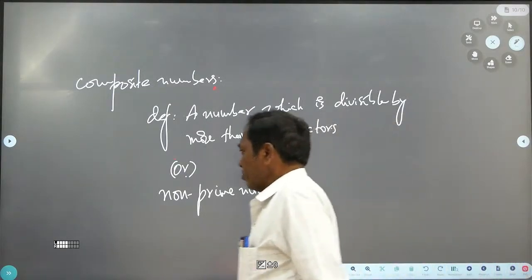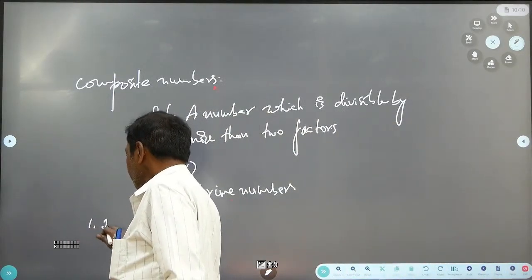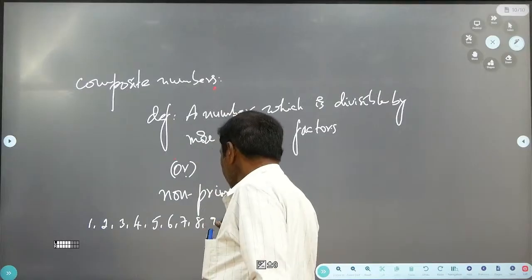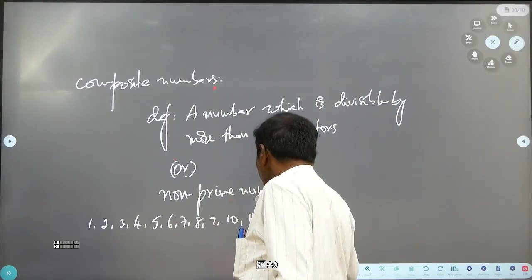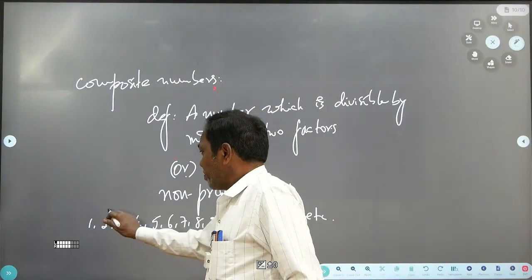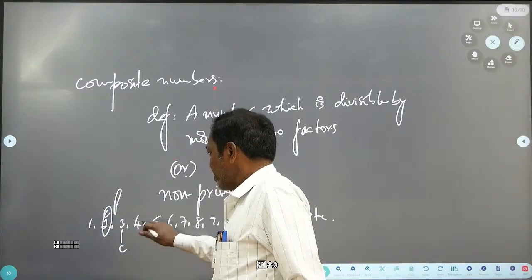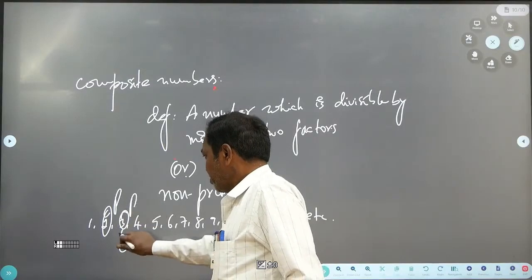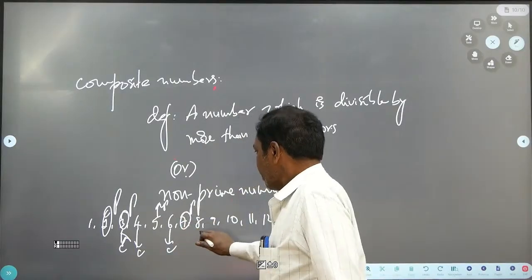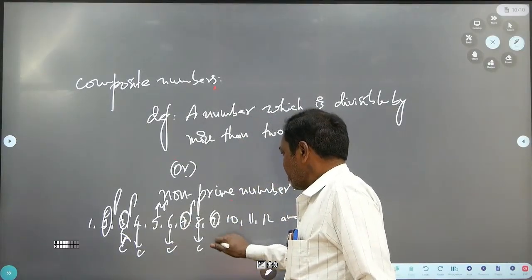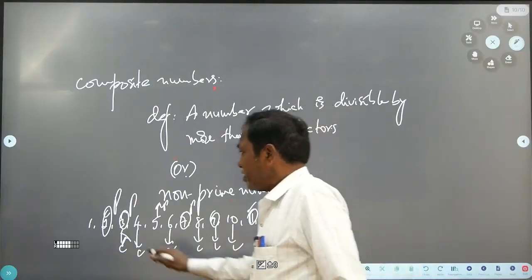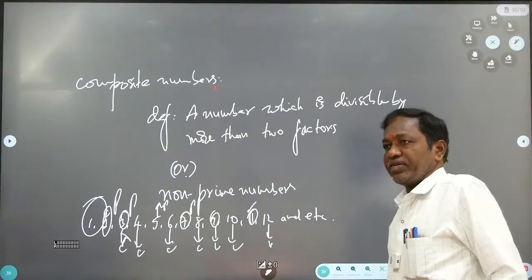If you write numbers 1, 2, 3, 4, 5, 6, 7, 8, 9, 10, 11, 12, and so on, this is a prime number, this is a composite number, prime number, composite, prime number, composite, composite, prime number, composite, like that, except in the case of 1.